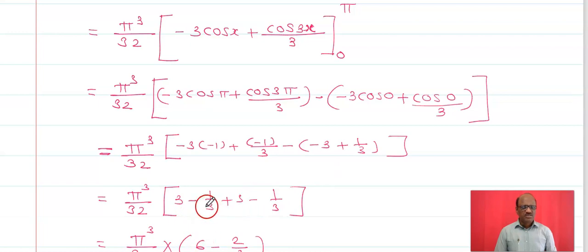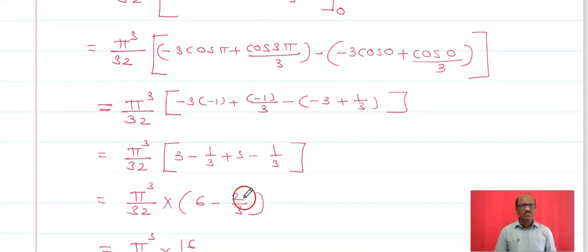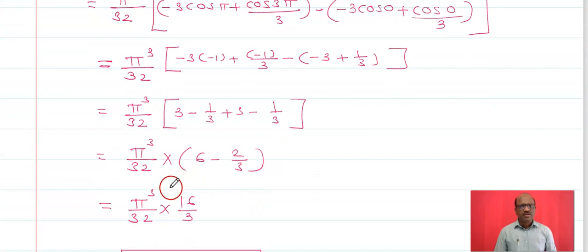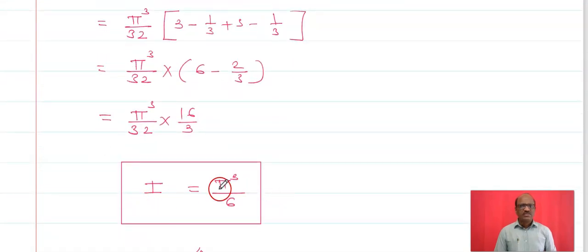3 plus 3 is 6. Minus 1 by 3 minus 1 by 3 becomes minus 2 by 3. If you evaluate it, you will get pi cube upon 32 into 16 upon 3. That is, 6 into 3 means 18, and 18 minus 2 is 16 upon 3. Therefore, you will get I is equal to pi cube upon 6.